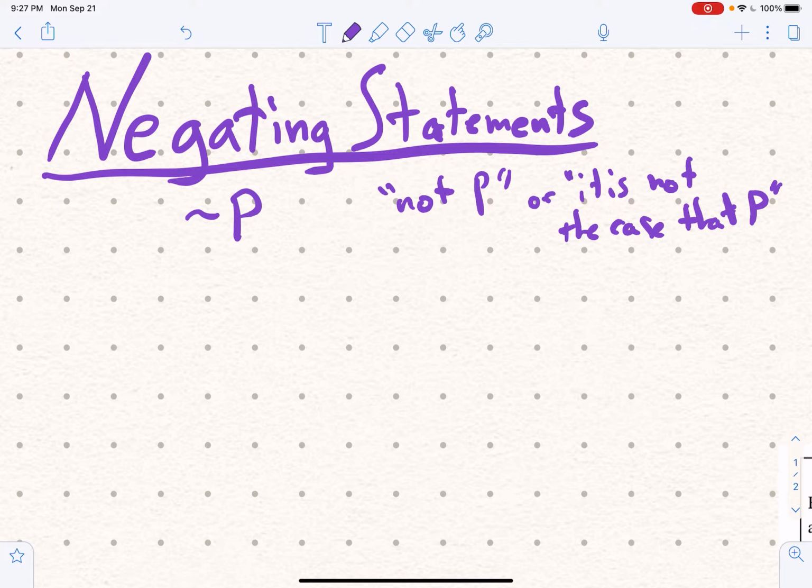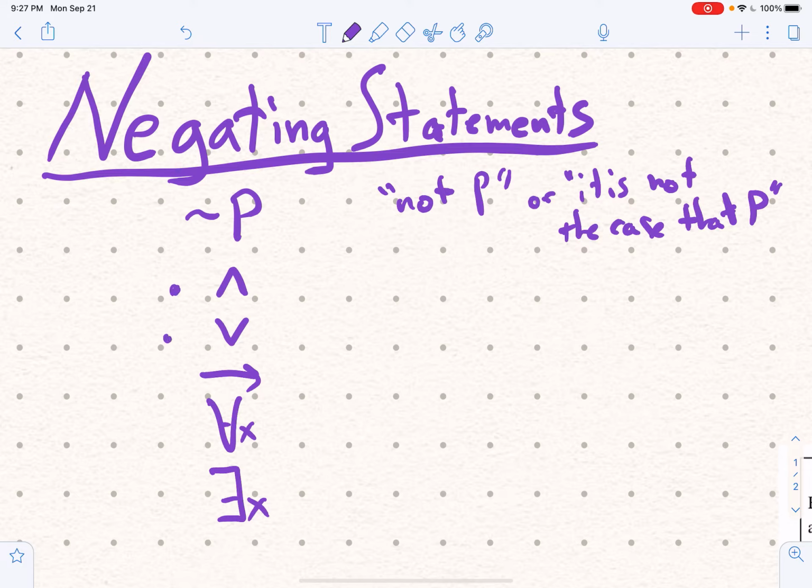So here I had just a simple statement, P, but the question is, what if instead of P, we had a statement that was built out of other statements using one of our logical operations, like conjunction, disjunction, the conditional, a universal quantifier, or an existential quantifier. So these 5 items are the ones that we need to be able to negate.